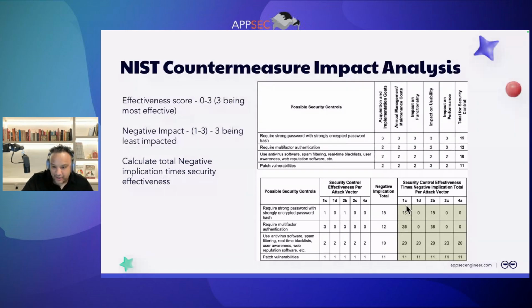So the idea is that you calculate the negative implication into security effectiveness, and through that, you're able to identify a score that can help you decide whether to add that control or not, right? So I like this approach that NIST uses because it actually gives you real understanding of how to do this, right? And how to implement a countermeasure rather than just blindly recommend that, okay, do this or do that.